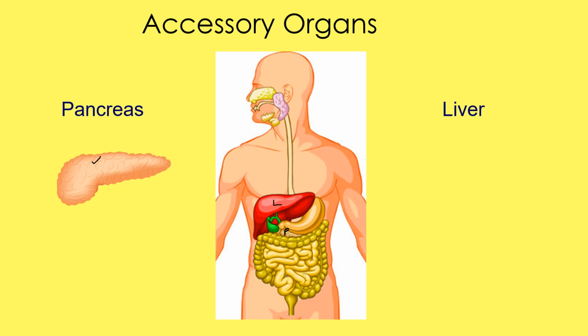Okay friends, so these are the functions of the accessory organs. And after this, let us take a small recap of all the human digestive organs. Then let us go to the 6 processes, and then we'll go and end the video.